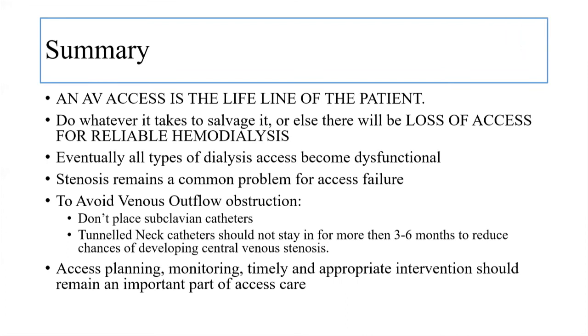Stenosis remains a common problem for access failure. And to avoid venous outflow obstruction, which is a big problem that we're seeing, don't place in subclavian catheters. If you do place in tunneled neck catheters, they should not stay in for more than 3 to 6 months to reduce the chances of developing central venous stenosis. Access planning, monitoring, timely and appropriate intervention should remain an important part of access care.